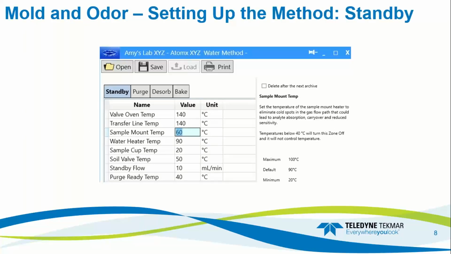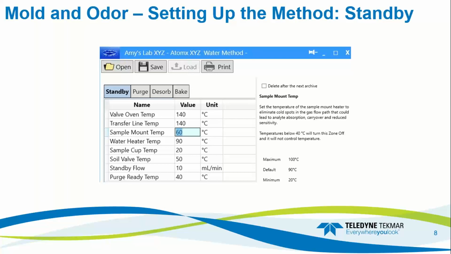This earthy-musty odor method was built and run on the Atomx XYZ, but since it is a water method, it can be run on the Lumen as well, or if you have some of our older models like the Atomx or the Stratum. But remember that the Atomx and the Stratum do not have the same moisture control system as the Atomx XYZ and the Lumen. So you may need to add in some extra moisture control parameters for those systems.